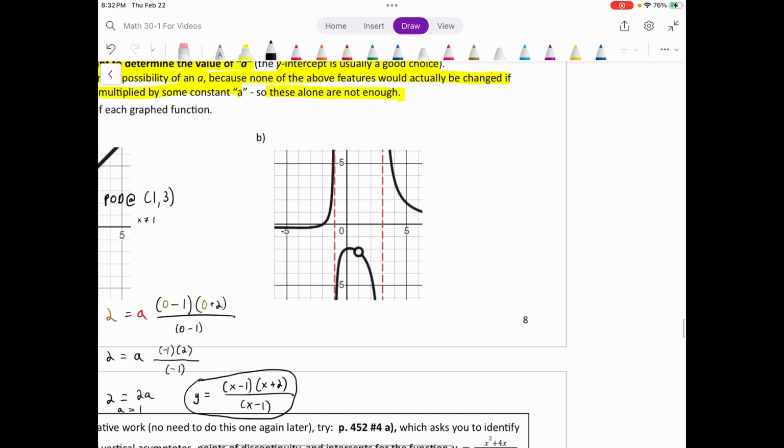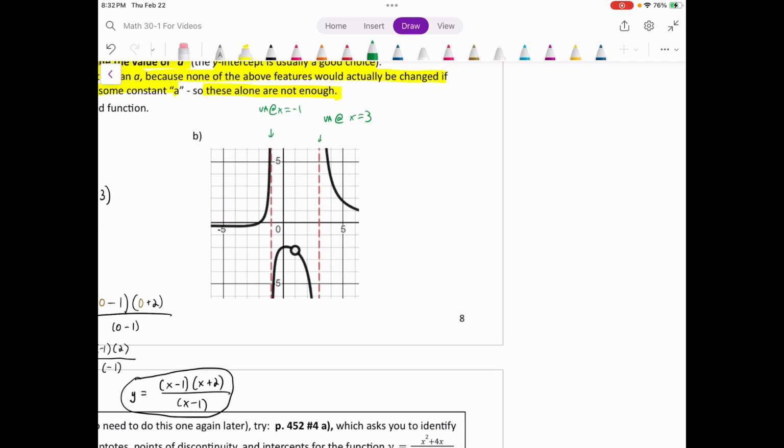All right, what about this one? What do we see? Well, right off the bat, I see 2 vertical asymptotes, right? That might be a good starting point. Vertical asymptote at x equals negative 1. Vertical asymptote at x equals 3. Okay, let's start building our equation. Why waste any time with it, right?